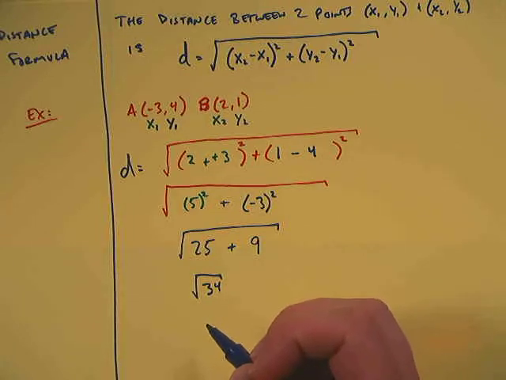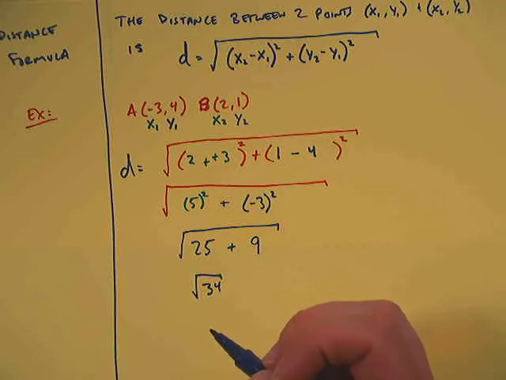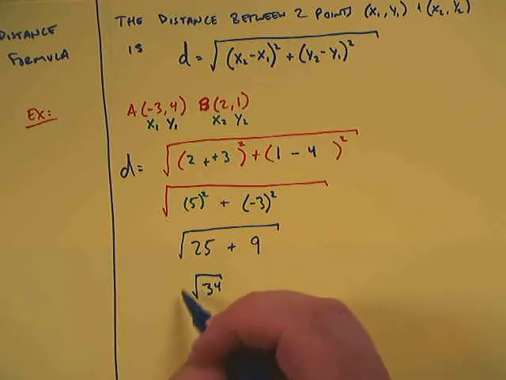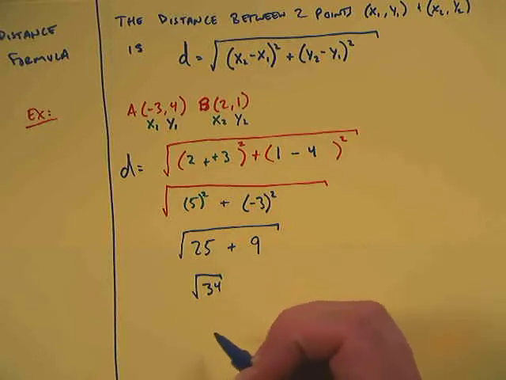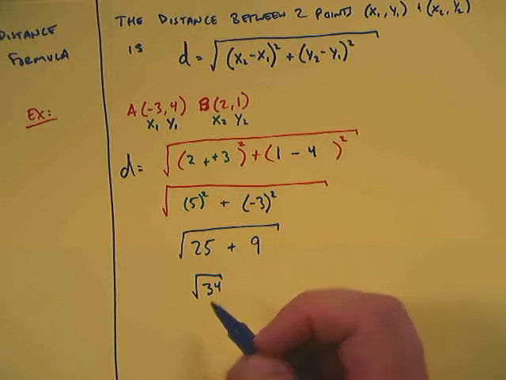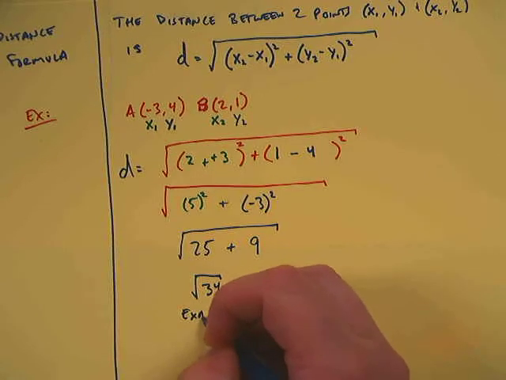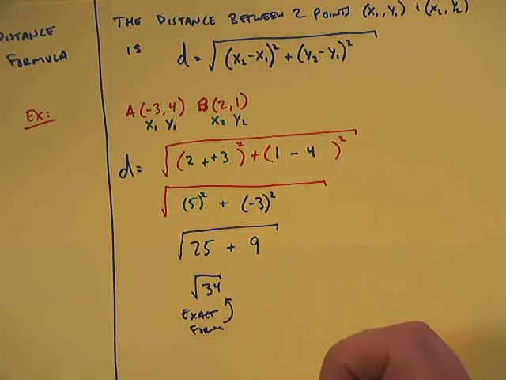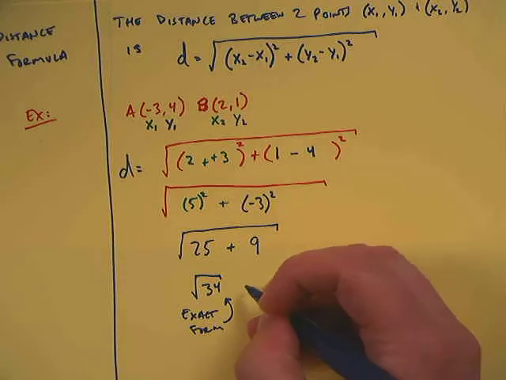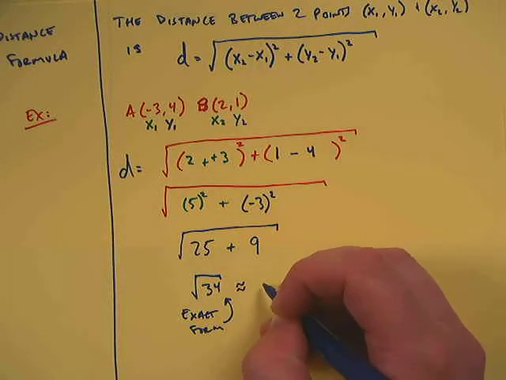And then, if you are asked for something in exact form, that means you want to leave it with the square root, unless it's something that square roots nicely. Some numbers square root nicely, like 36 is a perfect square. So if I had the square root of 36 at the end, I would want to just put in 6. But since the square root of 34 does not square root into a whole number, if I wanted exact form, I would just leave it like that.